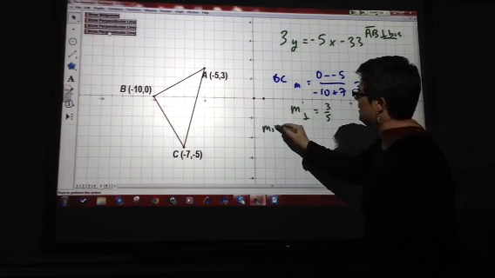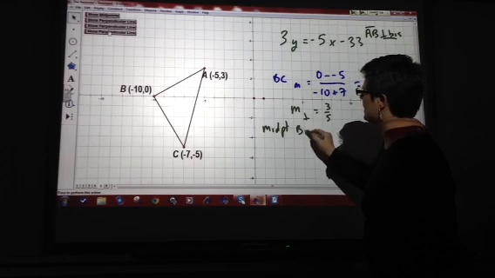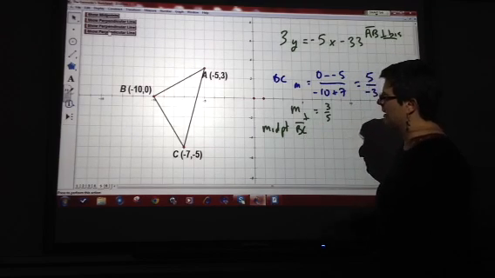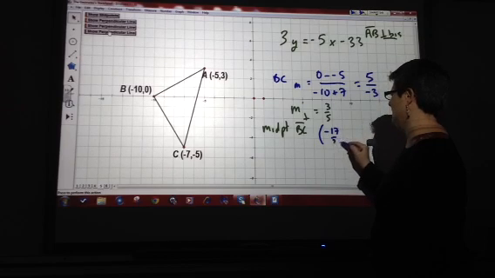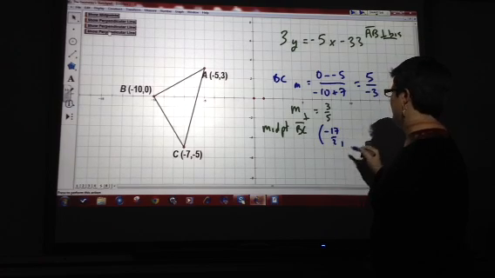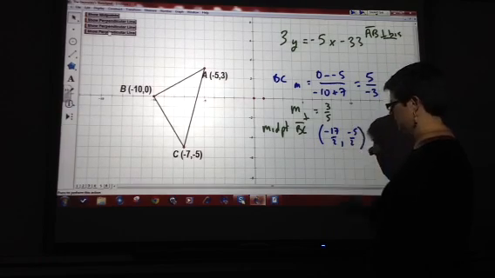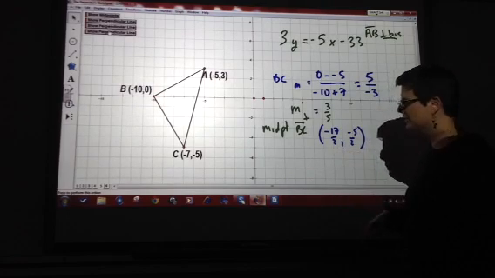The slope of the perpendicular bisector would be 3/5. Now we need to find the midpoint of segment BC. The midpoint of segment BC, negative 10 plus negative 7 is negative 17 divided by 2. 0 plus negative 5 is negative 5 divided by 2. You're a little scared by those fractions, but guess what? It's all good.